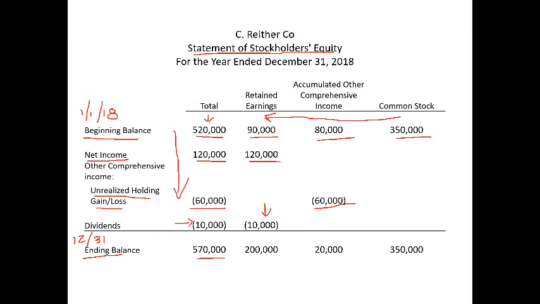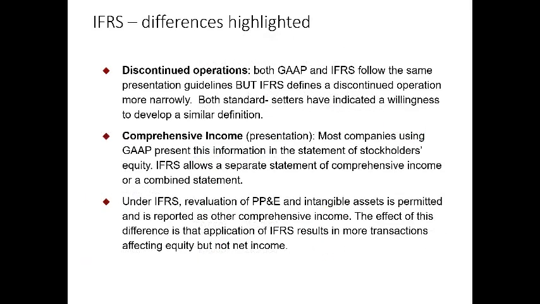So then we get to the ending balances of all these accounts. Common stock stays the same. Accumulated other comprehensive income goes down to $20,000. Retained earnings goes up to $200,000. And then our total stockholders' equity at 12/31/2018 is $570,000, up from $520,000. In this way, a statement of stockholders' equity gets at both your statement of retained earnings and your comprehensive income, all in one statement. Hopefully that helps.